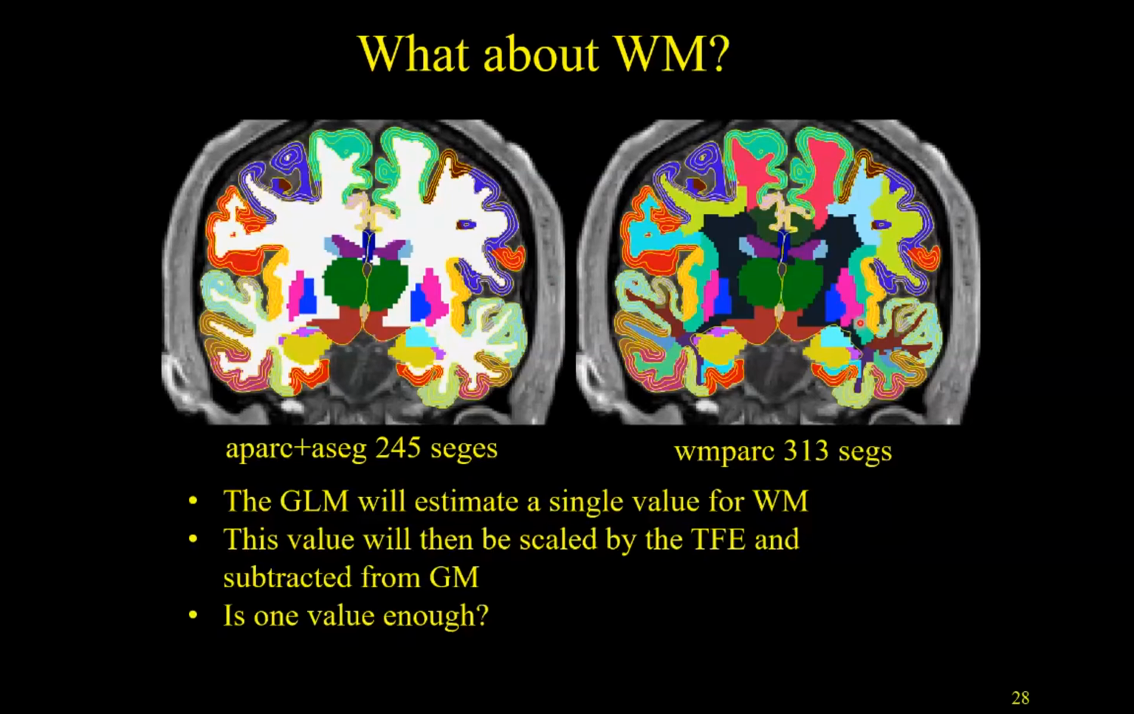So one thing you can do is to break up white matter into many smaller regions, such as I've done here. This is the WM parcellation created by FreeSurfer. So instead of 245 segments, I have 313 labels in there. This is going to make the white matter ROI a little bit more specific to the cortical ROI. But again, you're increasing the number of segments and you're increasing the collinearity in the design matrix. So there's basically no free lunch on that.